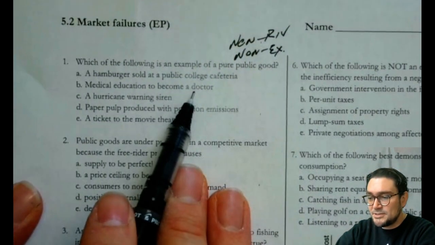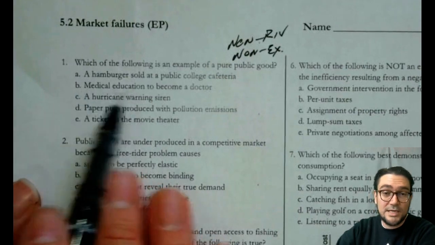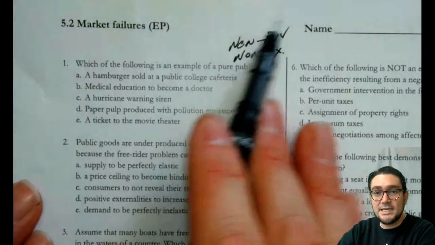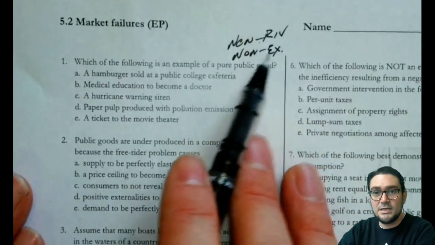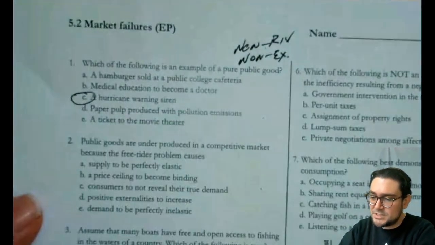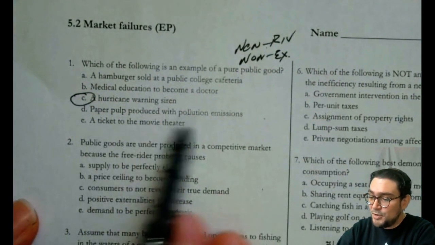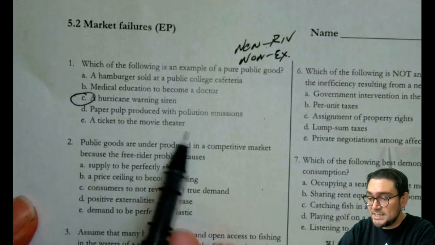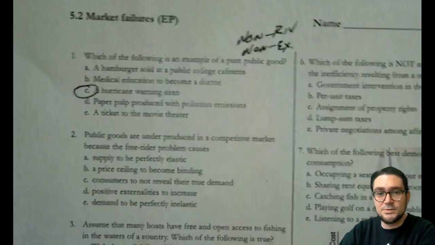Medical education to become a doctor. Well, that's certainly excludable. If you don't pay, you don't go. Hurricane warning sirens. I hear it. Can you hear it? Yes. Okay. You didn't pay. You can't hear that siren. That's not going to work. So a hurricane warning siren is a great example of a public good. Paper pulp is obviously rivalrous, and tickets to a movie theater may be rivalrous, but it's certainly excludable.